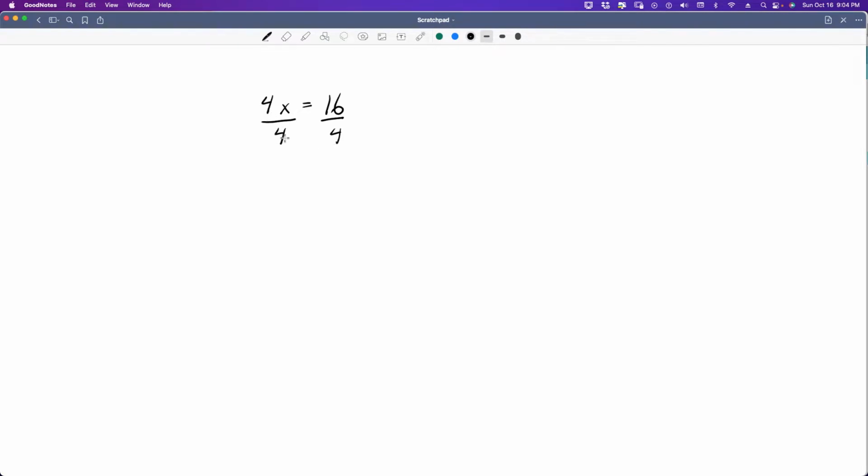So 4 divided by 4, any number over itself is 1, right? So that becomes a 1x. Well, when we write 1x, typically what we do is we drop the 1.